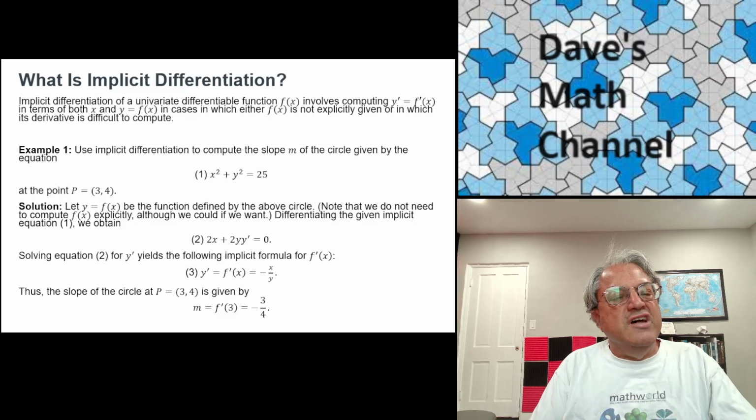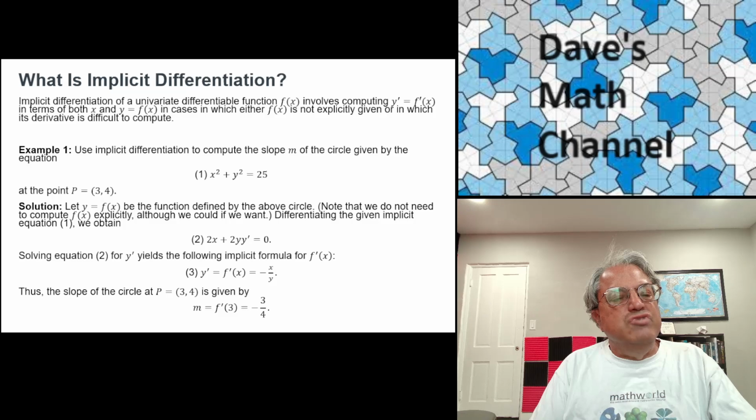And then the right side is easy. 25 is a constant, so its derivative is 0. So we get equation 2: 2x plus 2y y prime equals 0. This is an easy equation to solve for y prime. You just do a little bit of algebra, and when you do that, you find y prime, which is just another name for f prime of x, is equal to minus x over y.